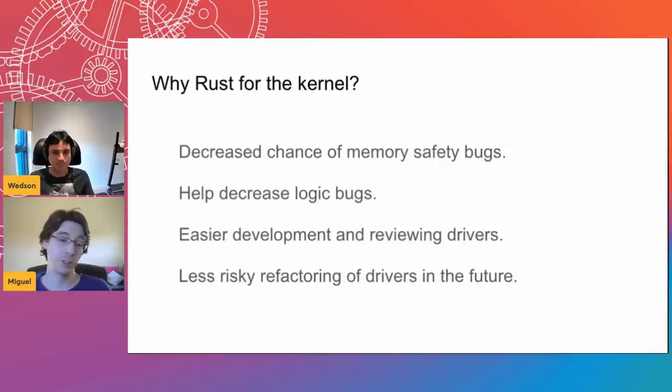And the last point is also very important because, as you may know, the internal kernel APIs, the things that are not exposed to user space and users, are basically completely unstable in the sense that they may change from release to release. So it's also good to have a language that has strong typing, etc., so that refactoring all those drivers is easier in the future.